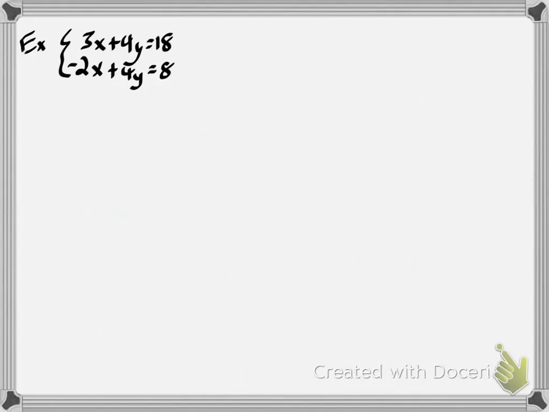If you look at both of these, they're both in standard form already, but if I add them, 3x plus negative 2x, it doesn't eliminate those x's. And then 4y plus 4y, that gives me 8y, so it doesn't eliminate that one either. So in this case, I would probably subtract because the 4y's are the same and they're both positive. So if I subtract one of them, it will go away.